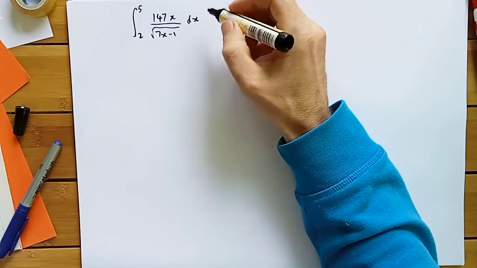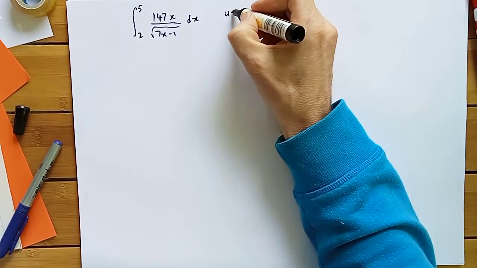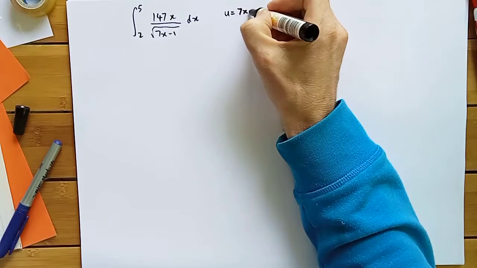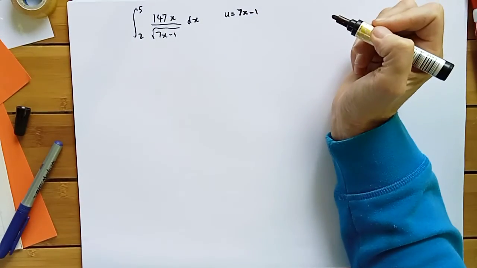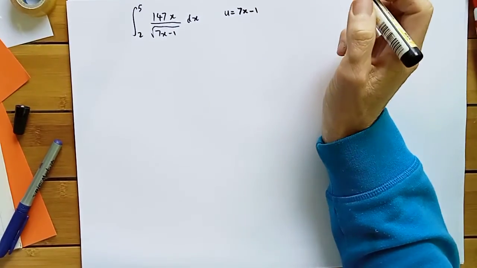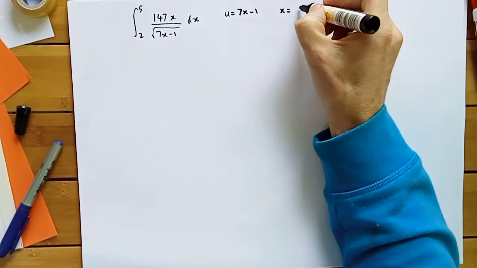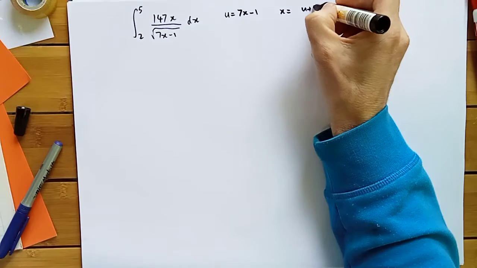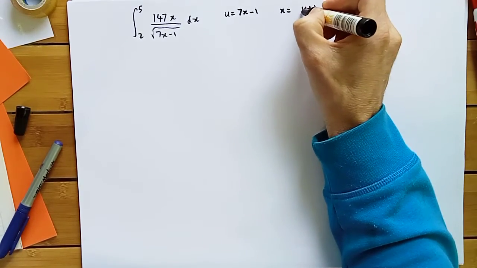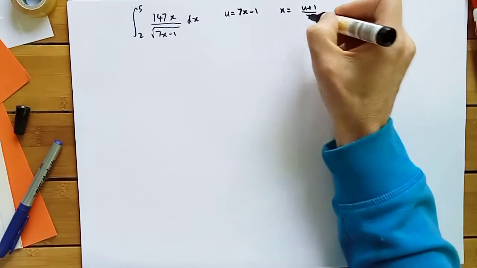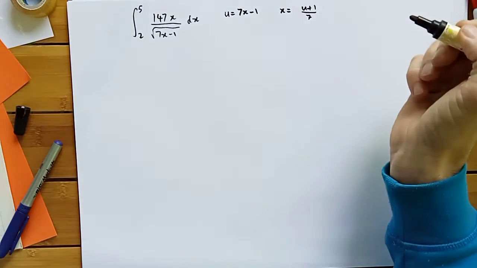They're encouraging you to let u equal 7x minus 1. So let's explore what this might mean over here. If u is equal to 7x minus 1, then I could probably say that x is equal to u plus 1, and then a seventh of that, divided by 7. Okay, so I've got those things together.